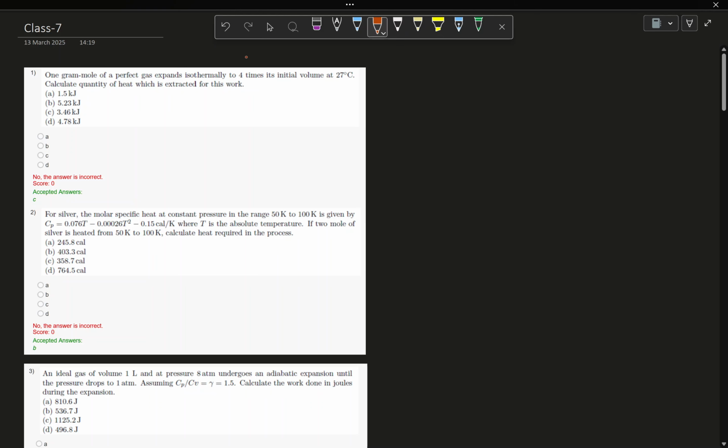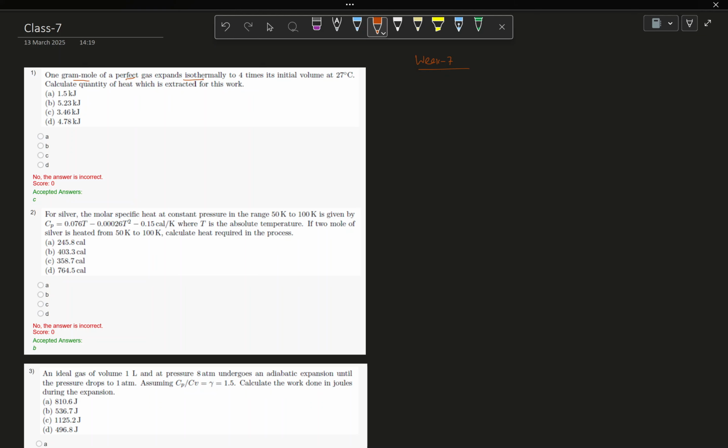First of all, this is the week 7 tutorial. So the first question is that 1 gram mole of a perfect gas expands isothermally to 4 times its initial volume at 27 degrees centigrade. Then calculate the quantity of heat which is extracted from this work. Okay, so you have an ideal gas or perfect gas, and the quantity is 1 gram mole, or in other terms 1 mole basically.